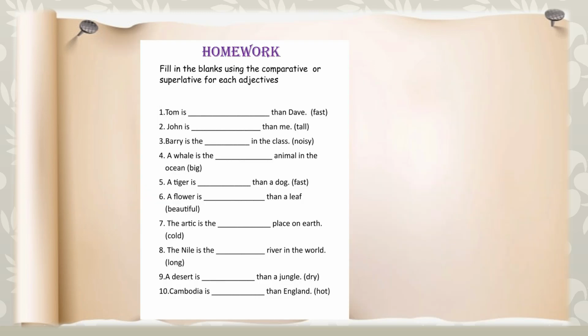And now let's move to the homework. So what you have to do is to fill in the blank using the comparative or superlative form of the adjectives. We have 10 sentences, and we have the adjective in the brackets. So what you have to do is just to think whether a comparative or superlative should be used in the sentence, and then change this adjective to the superlative or comparative that you have chosen to complete the blank.